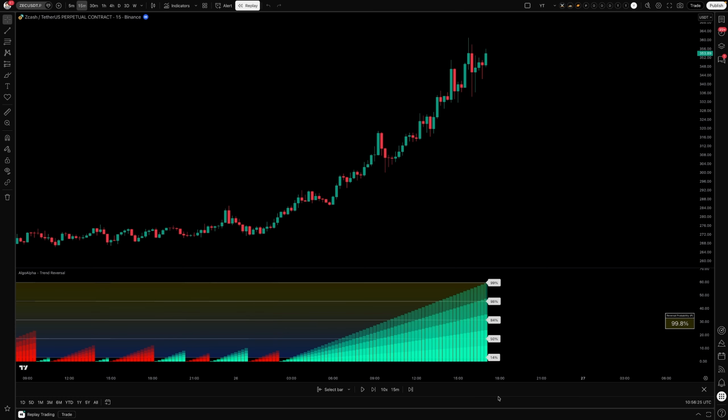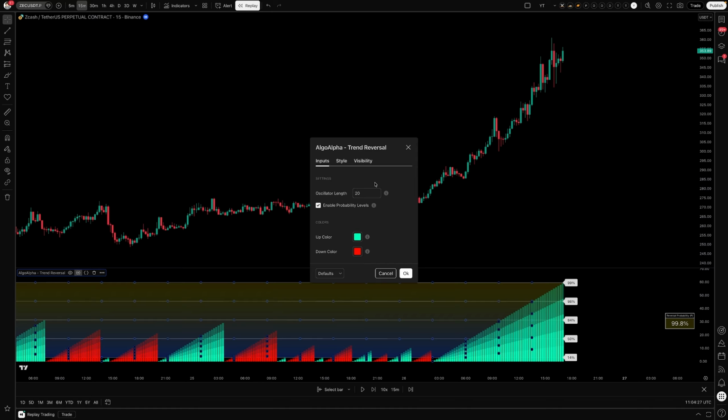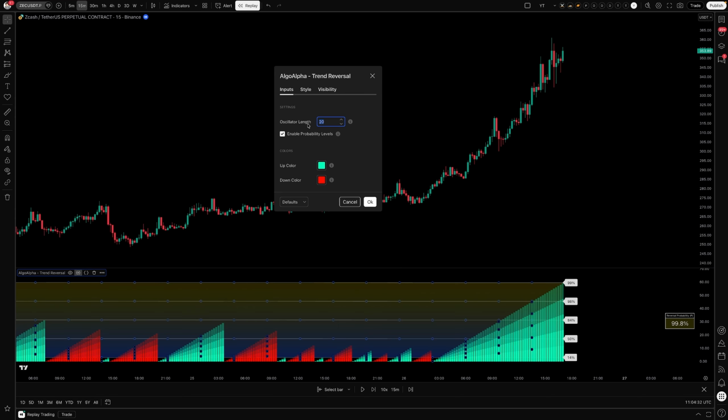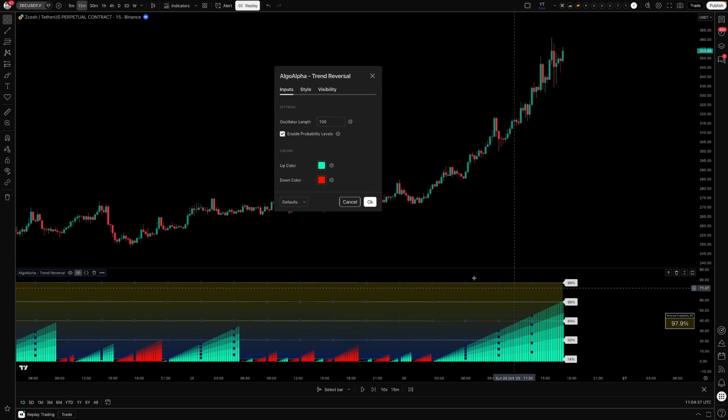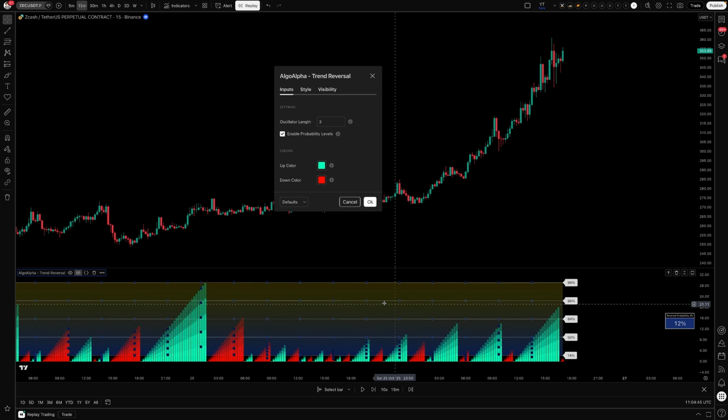Important: the indicator speaks in terms of probabilities, not guarantees, so we combine it with additional confirmations, which we'll discuss a bit later. Let's move on to the settings. The main parameter is the oscillator length, which is set to 20 by default. If you increase the length, you'll get smoother, more mature signals with less noise, but with a bit more lag. If you decrease it, the signals will become more sensitive and faster, but there will also be more false triggers.